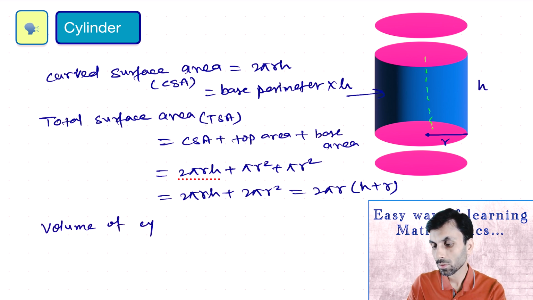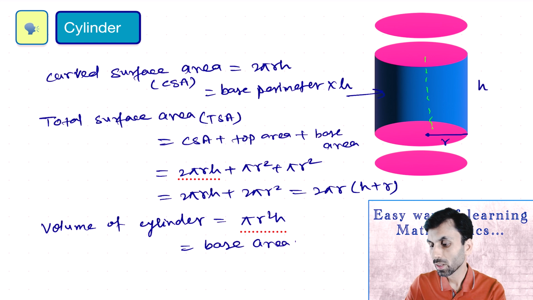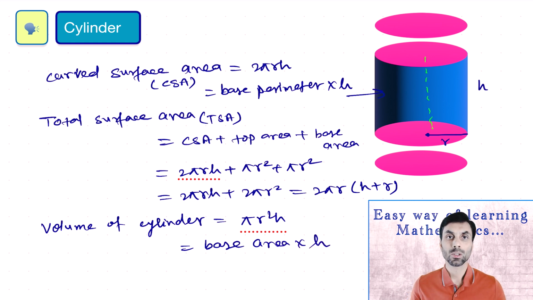Next, when we talk about the volume of a cylinder, that will be pi r square h, which we can also write as base area into height. So the same logic applies to the cube, cuboid and cylinder for lateral or curved surface area and the volume. In both cases, for lateral surface area or curved surface area, we are using base perimeter into height, and for volume we are using base area into height.